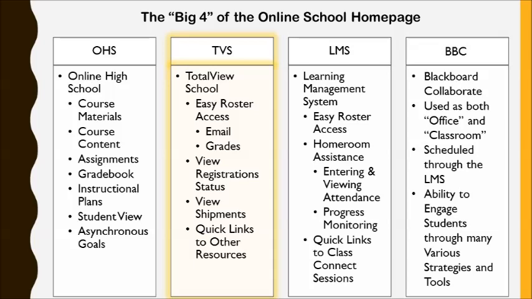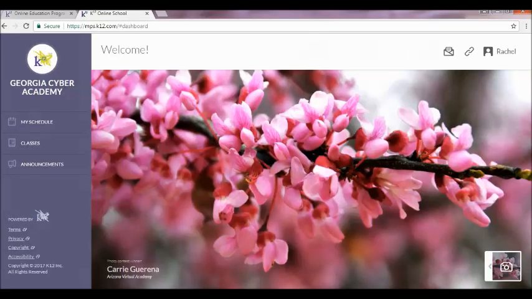At the end of the year, you're going to be asked to have your students choose their registration status. And so I'm going to show you how to find that tab for when the need arises. And then I added on here how to view shipments. The reason I added this is because I know when I was a new teacher at GCA, a lot of my learning coaches wanted to know how they could find their shipment status for their students. So when their students were going to get their materials. So I'm going to show you how to do that. And then finally, I'm going to show you how to use it as a starting point to find some other resources. Okay, here we go with TVS, which is Total View School.